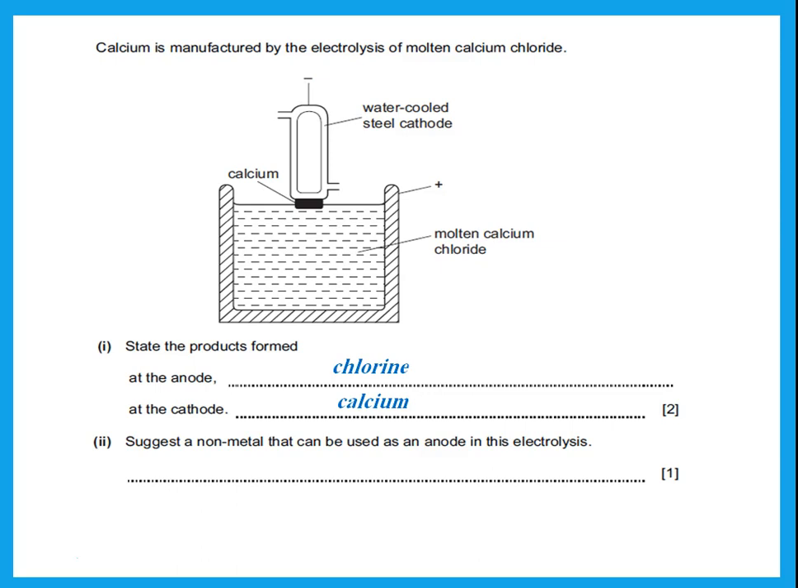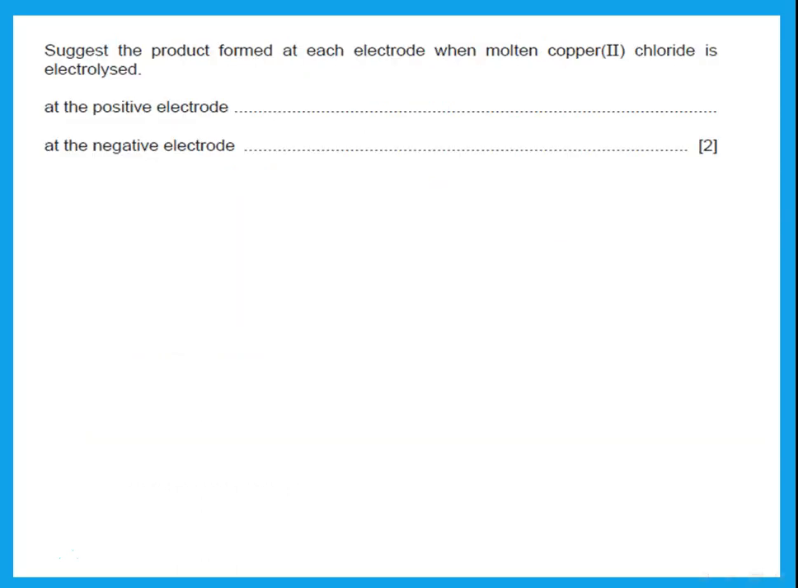So just a non-metal that can be used as anode. We said the anode is made of carbon. Now he's saying a non-metal; in the other question he was saying a substance. So we said graphite. But when he says a non-metal, the non-metal is carbon, because graphite is made of carbon. So just the product formed at each electrode when molten copper(II) chloride is electrolyzed.